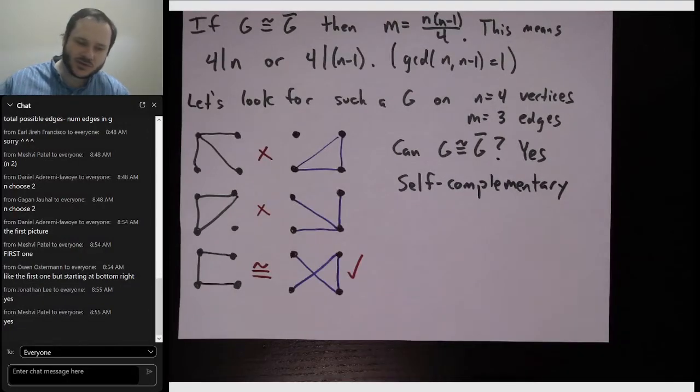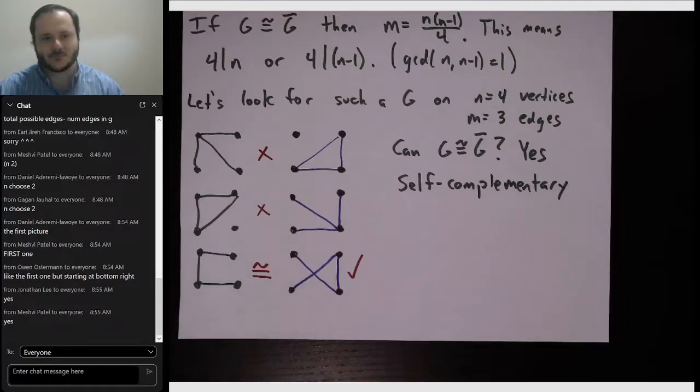And here's the moral of the story. If a graph can be self-complementary, so can you. Give yourself a compliment. You deserve it. You work hard. Graphs can have that self-confidence. You can also have that self-confidence. There's your terrible graph theory joke for this morning.